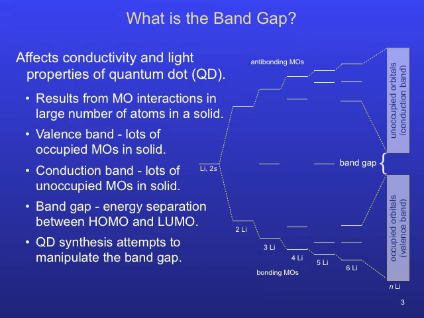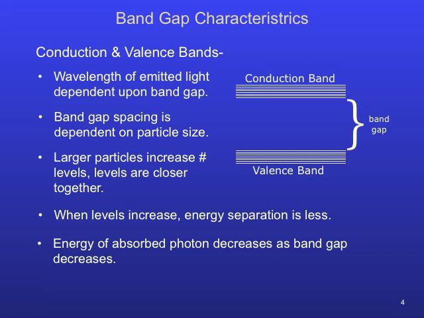The band gap is responsible for the conductivity and light properties of quantum dots, and manipulating it experimentally allows a substance of desired properties to be designed. The wavelength of emitted light is dependent upon the band gap. The color of quantum dots is an indication of the energy of separation between the valence and conduction bands. The band gap is a function of particle size.